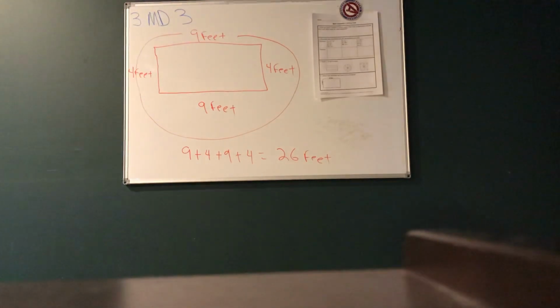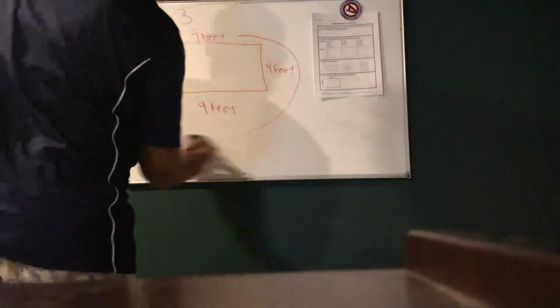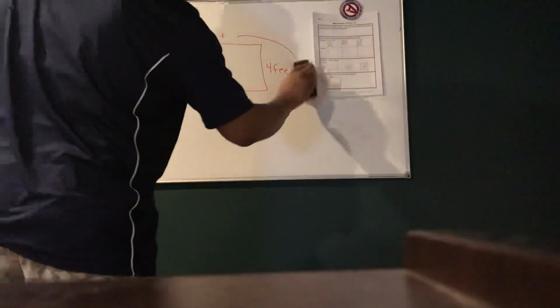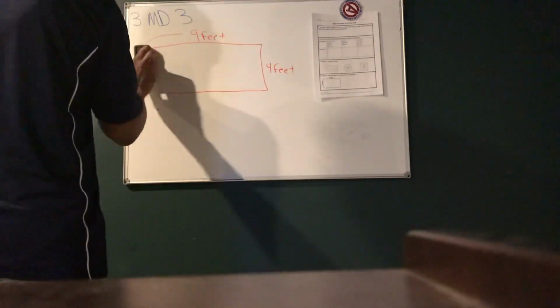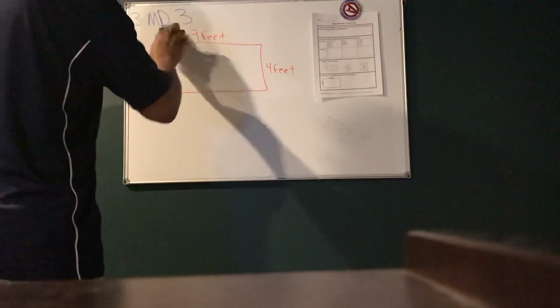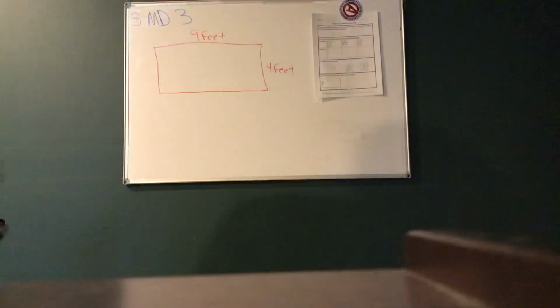Now, if I told you to take this same shape, but this time, instead of finding the perimeter, I want you to find the area. Let's see who remembers how to find area. 9 feet by 4 feet, find the area.